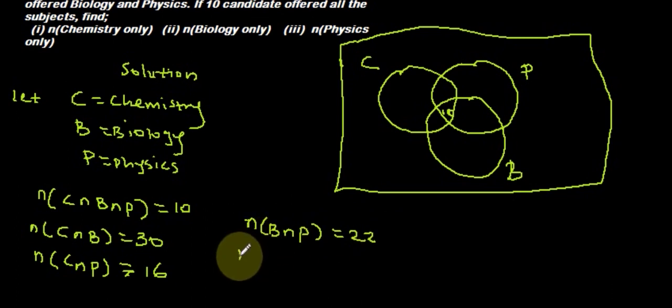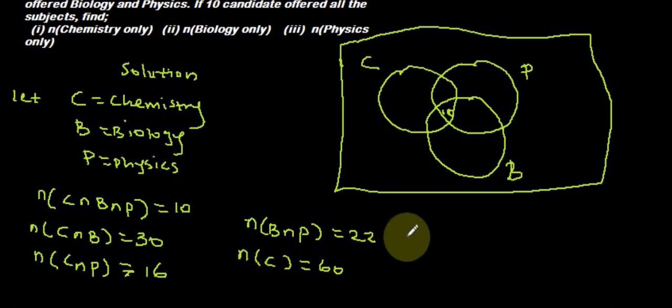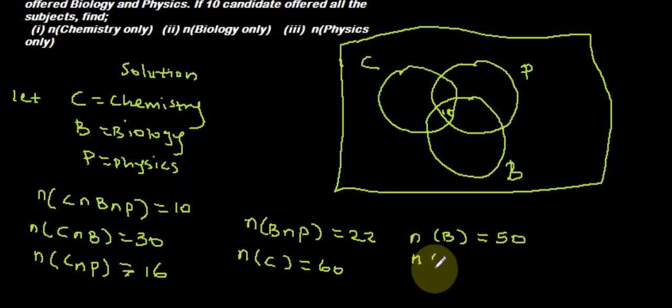Now we go to the number of people offering each of the subjects. Number of people offering chemistry, we have 60. Number of people offering biology, we have 50. And the number of people offering physics, we have 48. Now we have noted down the number of people offering each subject. The next thing we look at is the number of people offering two of the subjects.